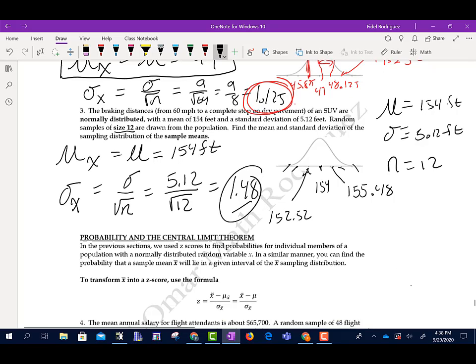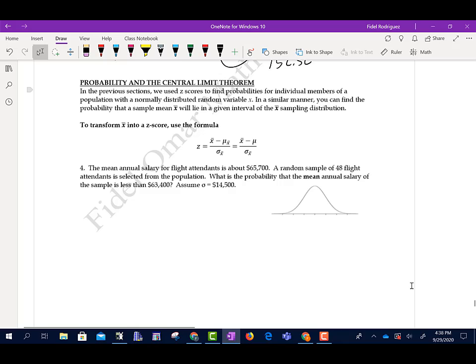So now we have something called probability and the central limit theorem. It says, in the previous section, we used z-scores to find probabilities for individual members of a population with a normally distributed random variable x. In a similar manner, you can find the probability that a sample mean x bar will lie in a given interval of the x bar sampling distribution. To transform x bar to a z-score, we're going to use this formula right here.